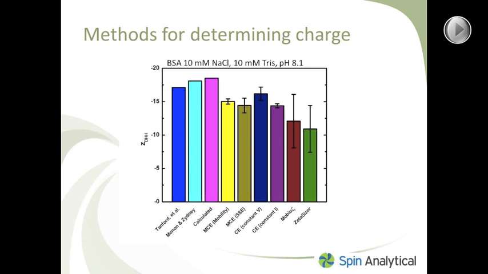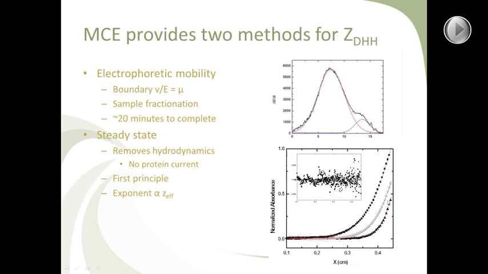It's very tough to trust numbers coming off these instruments right now, even though we do use them in our lab every once in a while. Now, the membrane-confined electrophoresis provides two ways of getting the charge. The first one is electrophoretic mobility, where we monitor a boundary as it moves down the cell, and the ratio of the velocity to the electric field gives us electrophoretic mobility.